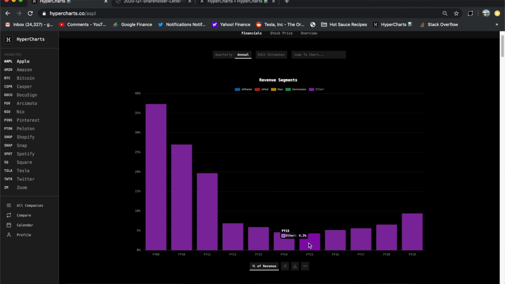But here you start to have Apple Watch and then AirPods. And this has gone up to 9.4%. And so wearables is now driving growth of Apple's other business. And so I think this is a really interesting way to look at it.